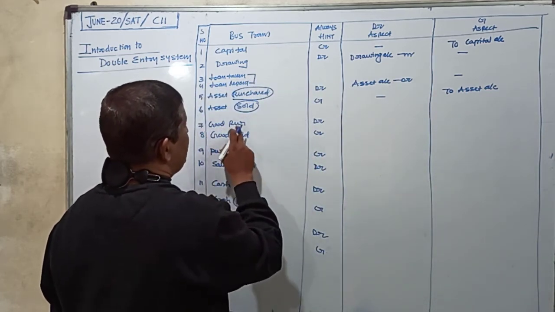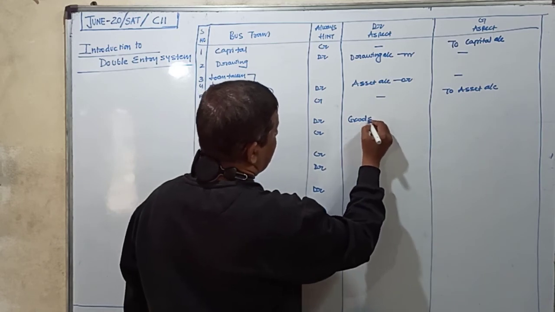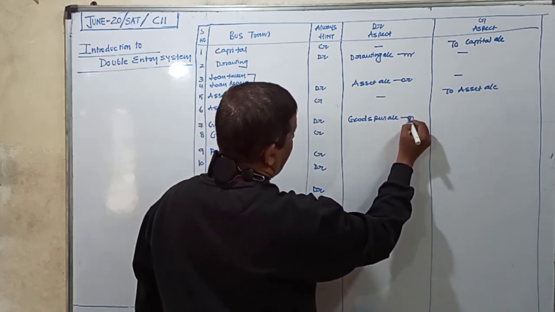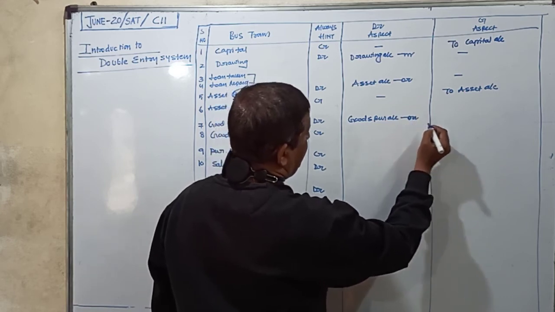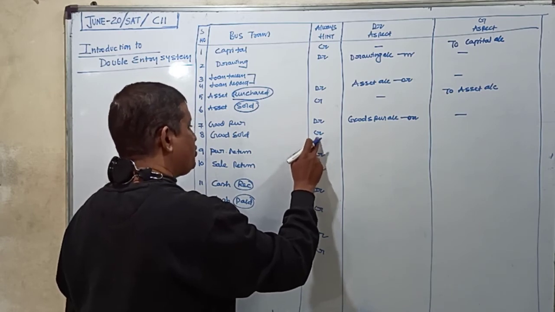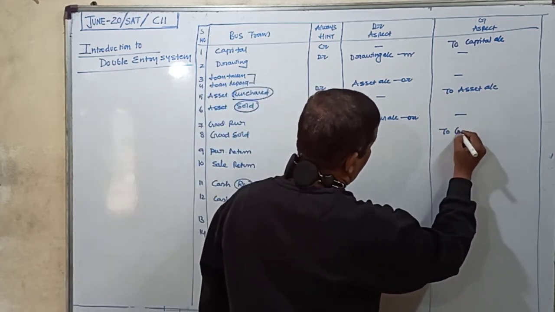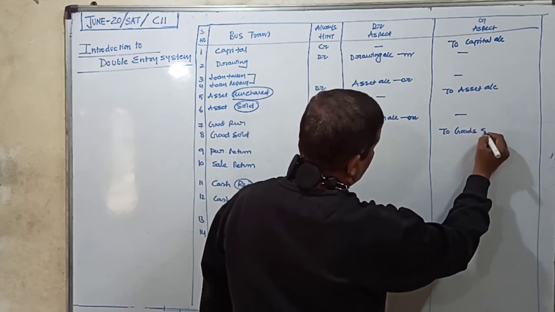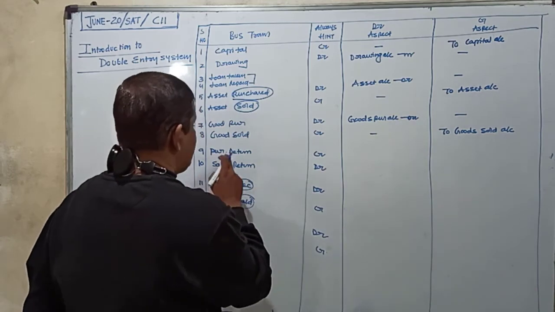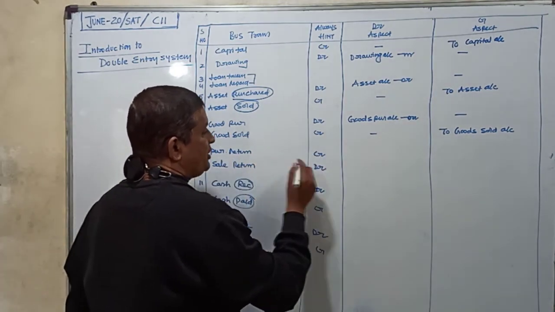Now goods purchased always debit, so goods purchased account debit. Goods sold always credit. Credit means to, so to goods sold account. Purchase return always credit. Credit means to. So to purchase return account.